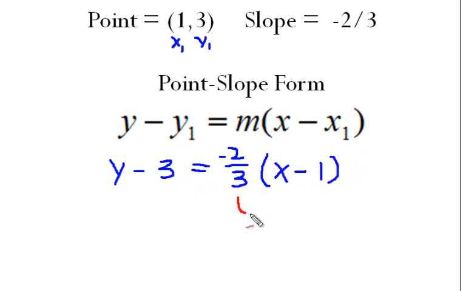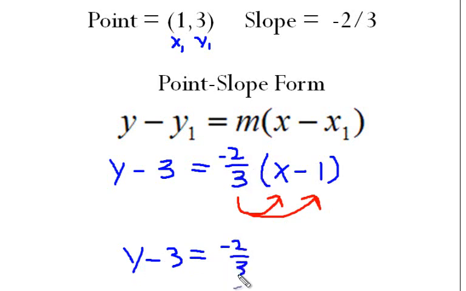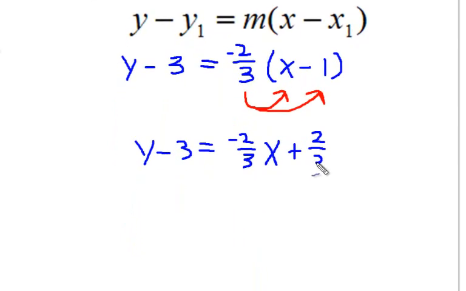Alright, next I have to distribute this negative 2/3 into the parentheses. So when I do this, the left side stays unchanged. I'm not doing anything over there yet, so it stays the same. When I multiply negative 2/3 times x, I get negative 2/3 x. When I multiply negative 2/3 times negative 1, I am going to have a double negative, so this is going to turn into positive. And since I'm multiplying it times 1, it's going to stay the same. It's going to stay 2/3.